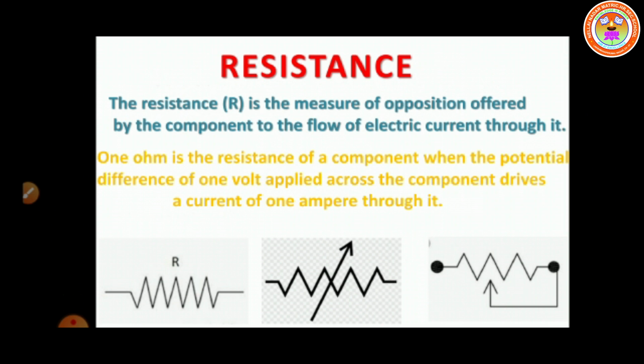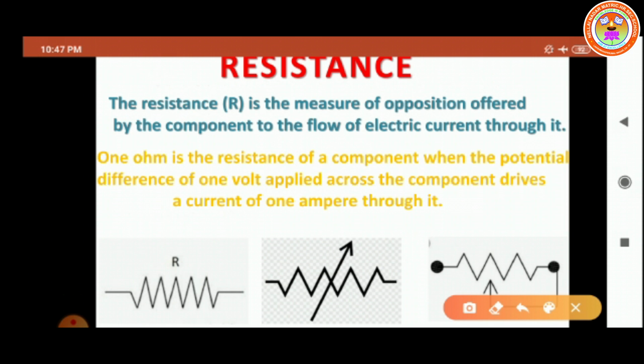So what is resistance? The resistance is the measure of opposition offered by the component to the flow of electric current. It controls the flow of current through the electrical circuit. That's why we are using the resistance. The unit of electrical resistance is ohm. Resistance is denoted by the symbol capital R. The SI unit of resistance is ohm, and this is the symbol for ohm.